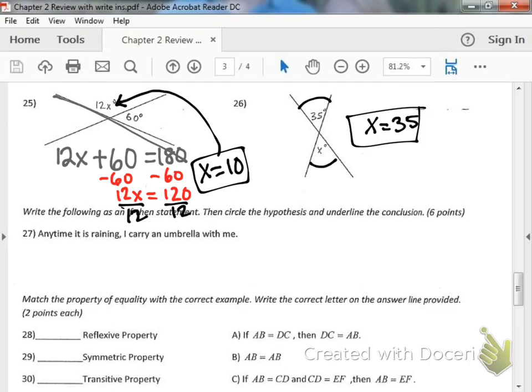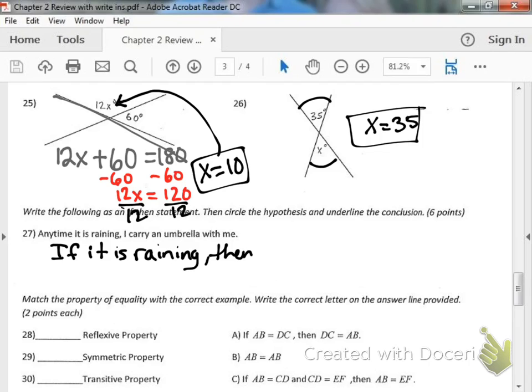All right, number 27. Anytime it is raining, I carry an umbrella with me. I'm supposed to write an if-then statement. I'll carry an umbrella. Good. If it is raining. Very good.